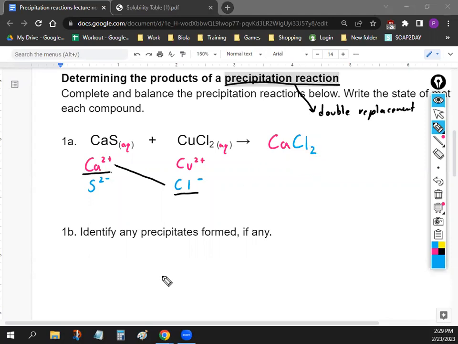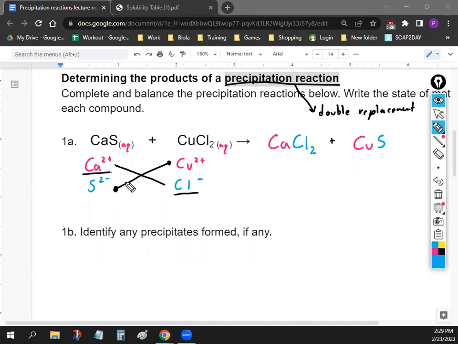That's the first chemical that's made. Does that make sense? Take the positive of one, the negative of the other, put it together, and make sure it's balanced. Next, we're going to find the other one. Again, it's a double replacement, so we do it two times. We take the positive of the other one and combine it with the negative of the other one. So we get Cu and S.